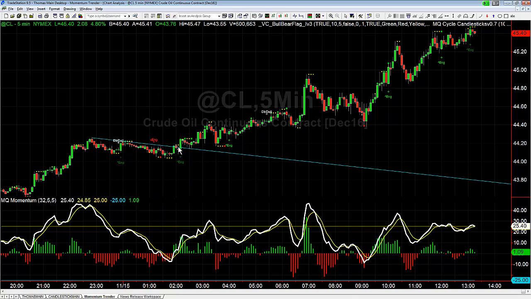If it breaks that trend line, you resume the uptrend. So boom, we break the trend line, we resume the uptrend. Go back into higher highs, higher lows. Right here, we do the same thing. Put in a lower high, then we break down, put in a lower low.